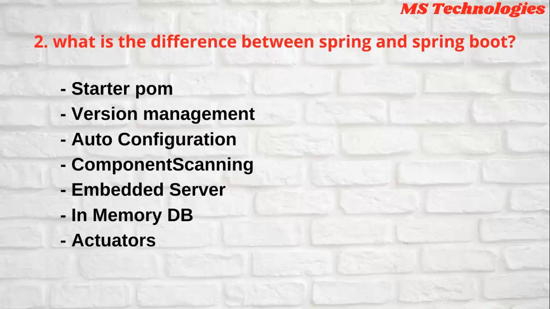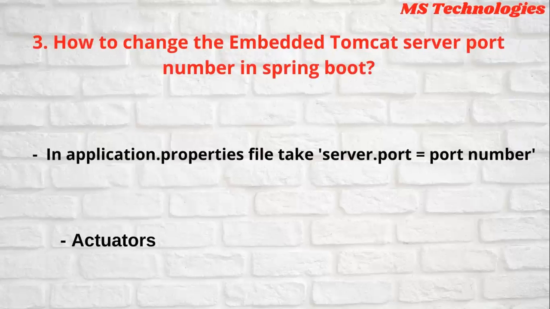Next, Spring Boot is providing actuators also. What is the use of these actuators? By using these actuators, we can monitor the application. After deploying the application into the server, we need to monitor that application. How can you monitor? To monitor the application, Spring Boot is providing the actuators concept. So like this, we have several features available in Spring Boot compared with Spring. Right, let me go for the next question.